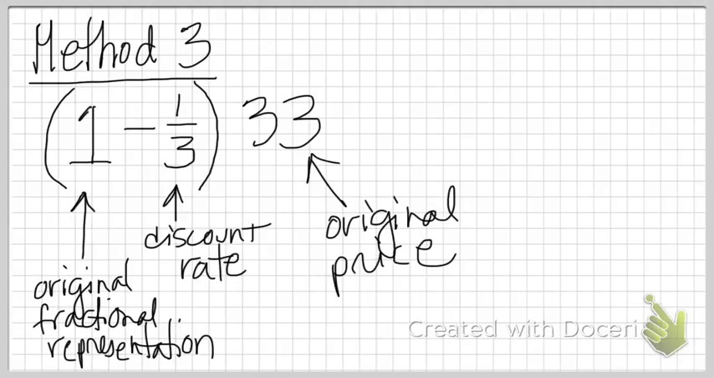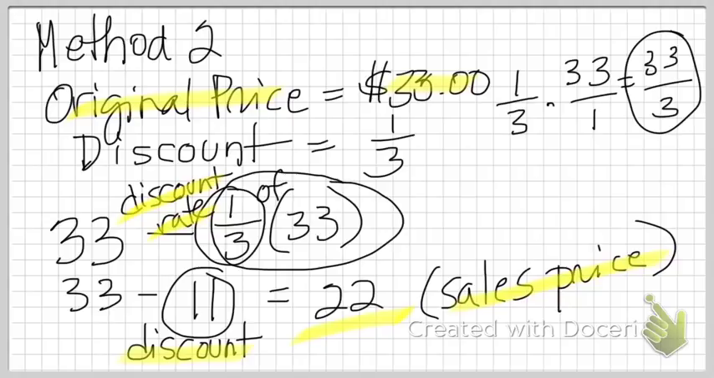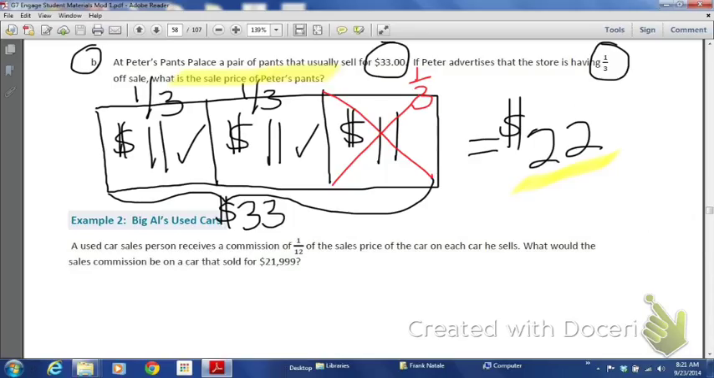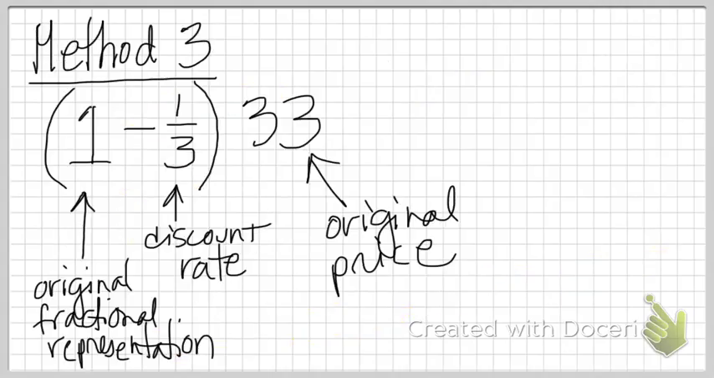And again, these are 3 different methods to do this. Of course, method 2 and method 3 are more algebraic. Method 1 is more pictorial, we would say, but you can see how they relate. So here's our original price.